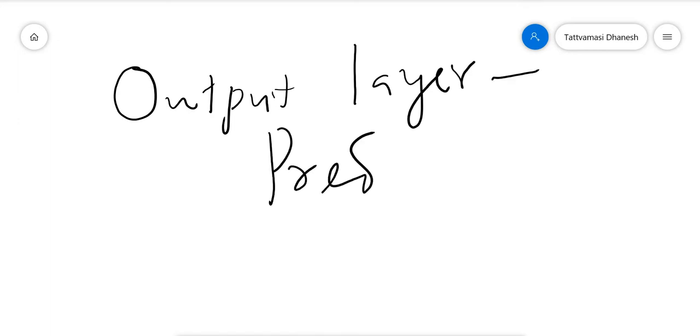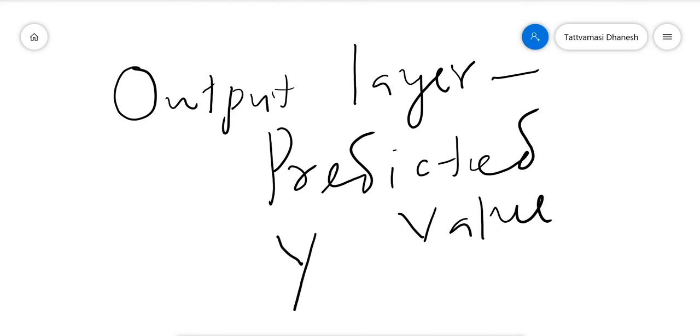Predicted value is denoted by Y. So predicted value is represented by Y. The input layer is represented by X. The hidden layer, we call it the activation nodes. There the more focus is on the weight of the network. Weight is denoted by W or theta. The output layer is the predicted value, and it is denoted by Y. So all these things we understood.